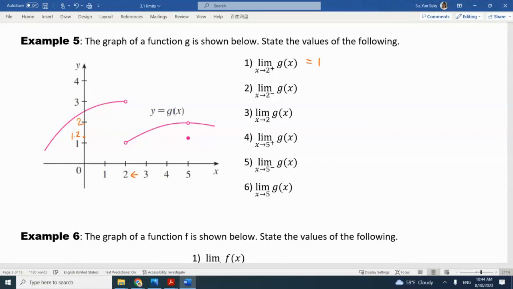Okay, next Will. How about when x goes to 2 from the left? Yes. Right, everybody? So we go to the left. We're on this piece. We get 3. Good. Dylan, how about x goes to 2, g of x? It does not exist because the left-hand side and the right side limit do not match. Right, everybody?